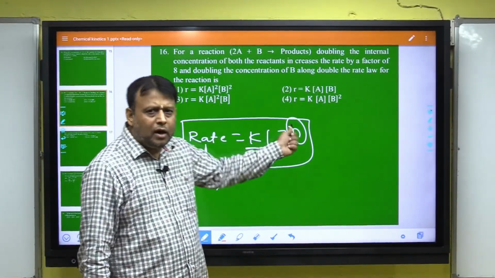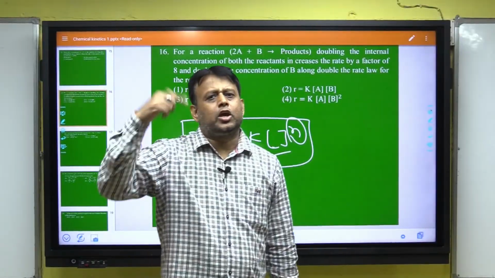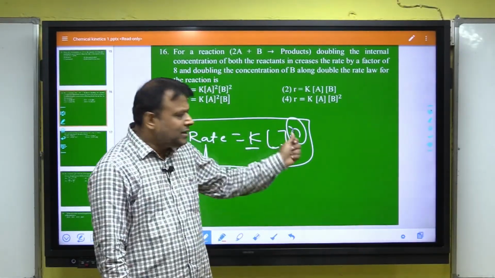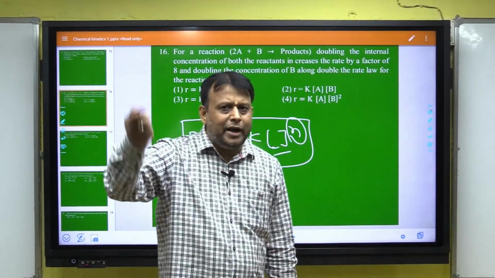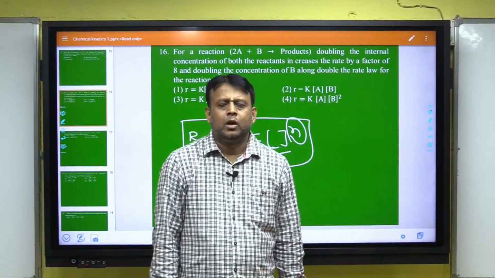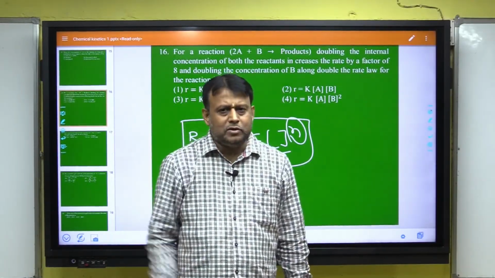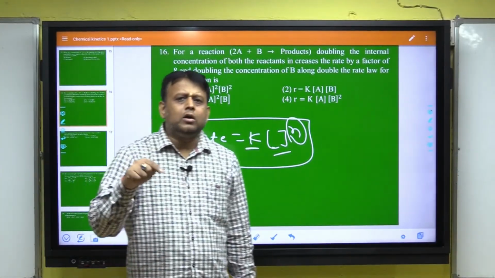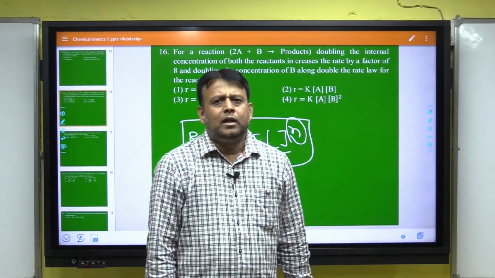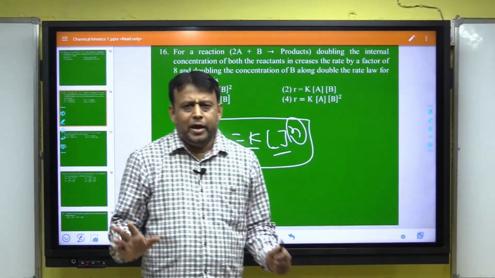In case of third order, when concentration becomes n times, rate becomes n cube times. In case of minus first order, when concentration becomes n times, rate becomes 1 by n times, or when concentration becomes 1 by n times, then rate becomes n times. And in case of 3 by 2 order, when concentration becomes n times, then rate becomes n to the power 3 by 2 times.